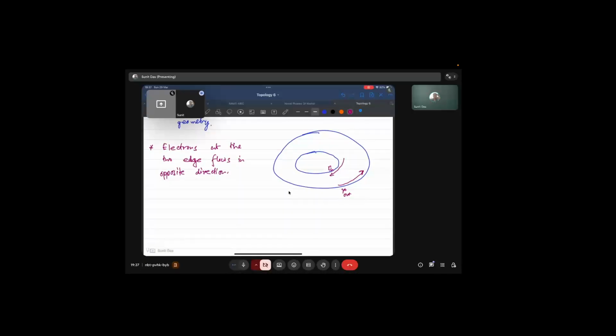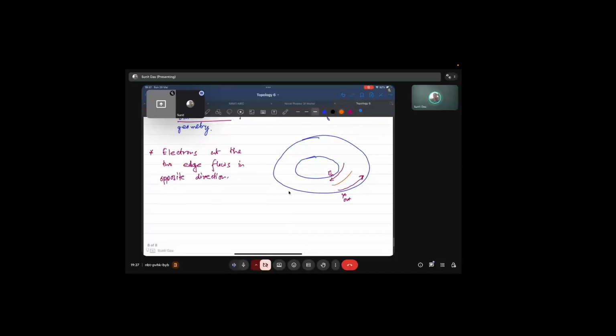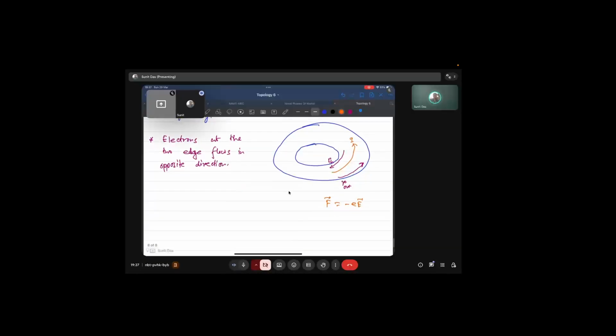Now, what about the electric field? Remember that in the Corbino geometry, we have applied a current along this direction. Current essentially means you have applied an electric field. What the electric field does is apply a force of minus e times E, right? So it applies a force in the opposite direction to the electrons, at least for the negatively charged particle. So there will be a disbalance between these two edges, right?